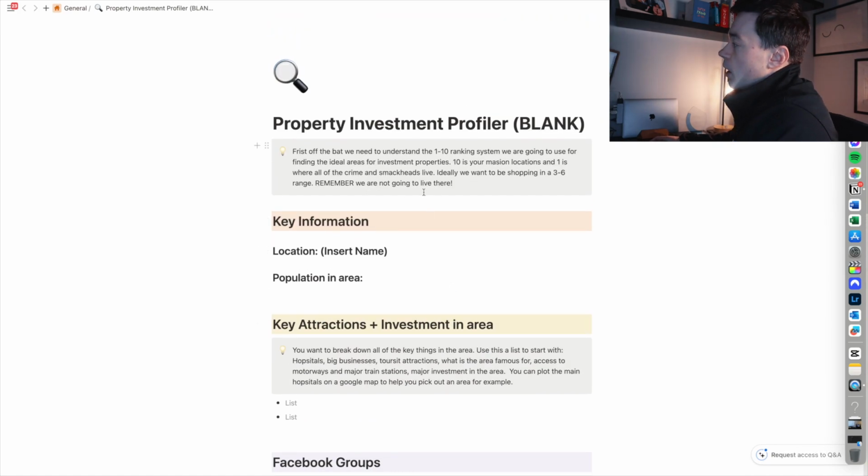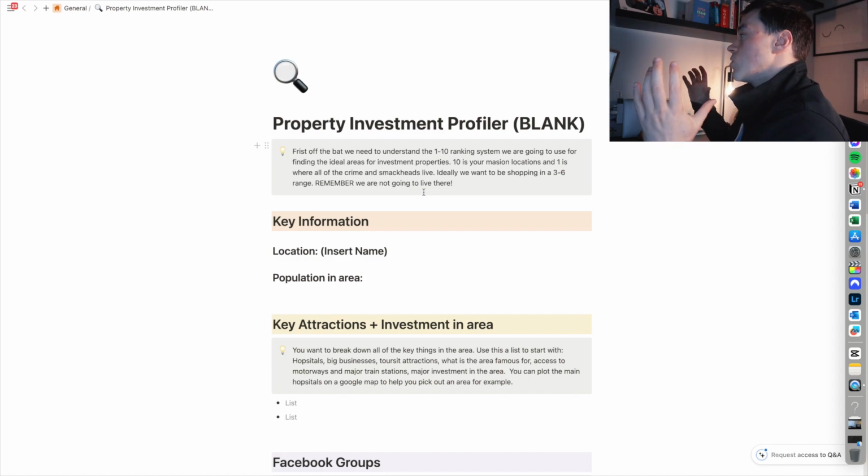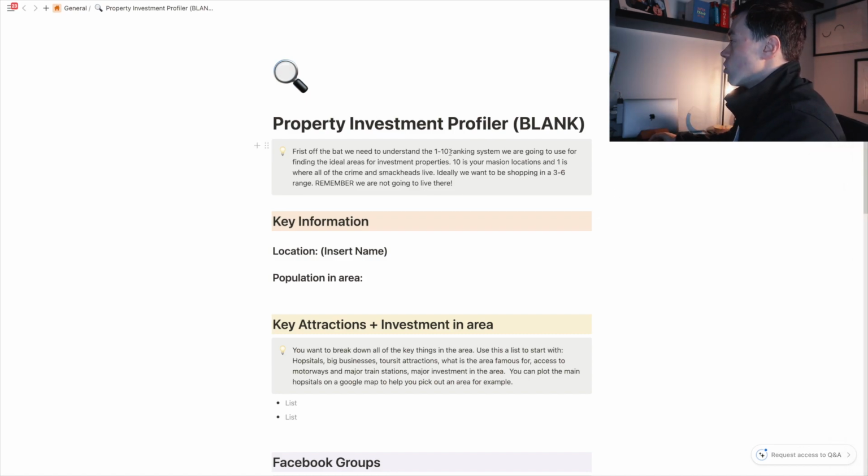First off the bat, we need to understand the ranking system when you're looking at investment areas. We like to think about this from 1 to 10. A 10 is like the mansions in your local area. This is the really affluent places, everyone's going to know these locations, super nice properties, detached, gated communities. By me on the Wirral, it's places like Heswall and Pensby, they're the 10s. And then the 1s are where all the crime and the drug addicts live.